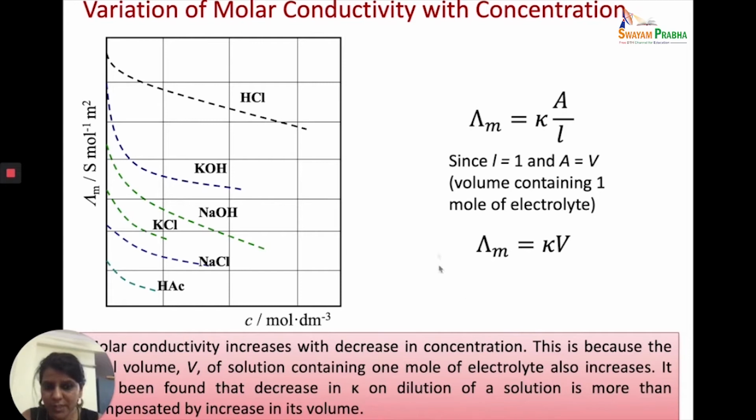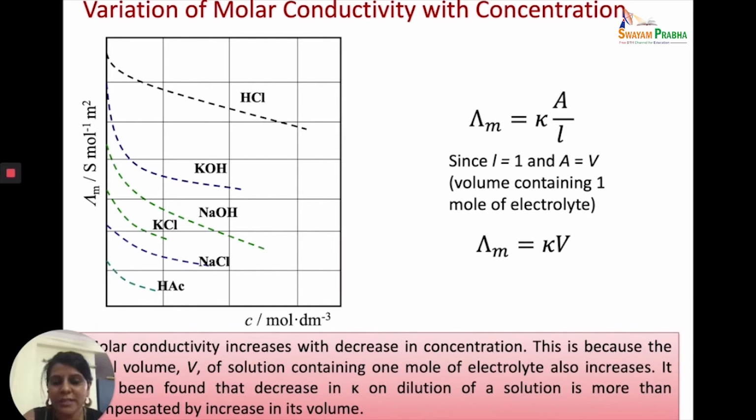So this shows that lambda depends on the values of kappa, which is conductivity, and volume of the solution. So molar conductivity depends on conductivity and volume of the solution. Now what does it tell you actually? It shows that lambda, if I were to study with concentration, then its value will depend on both these factors.